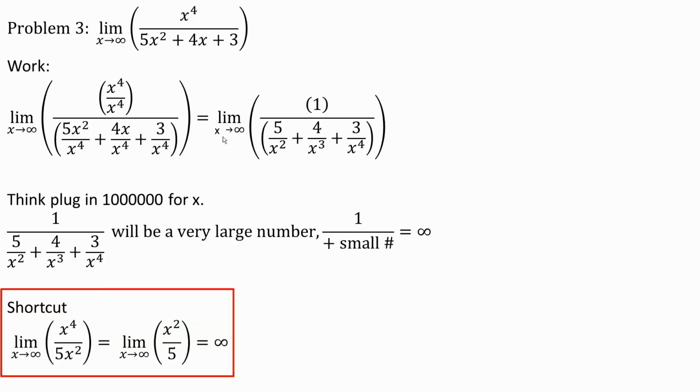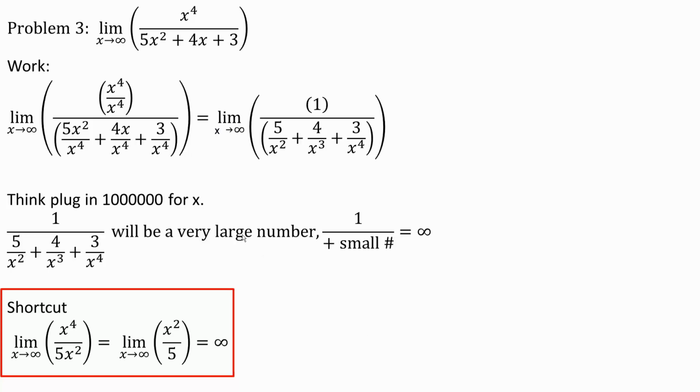And so we plug in x approaches infinity. So we can think, what if you plug in a very big number for x? What would happen? You would get 1 divided by a very small number, an infinitely small number. And so this would become infinity. And so our answer would be infinity.